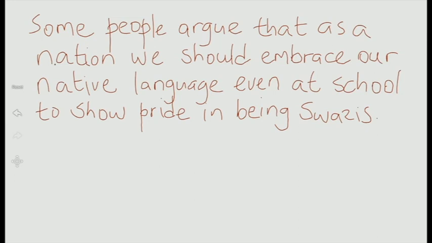All right, you say some people argue that as a nation we should embrace our native language even at school to show pride in being Swazis. That is what they are saying. That is why you said it is some people, not you. It is some people because it's what you do not believe in. All right, so this is an argumentative paragraph.